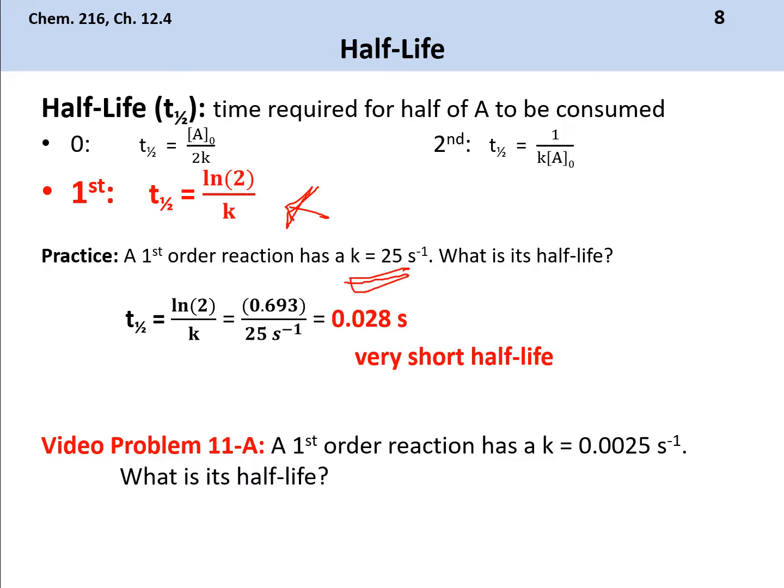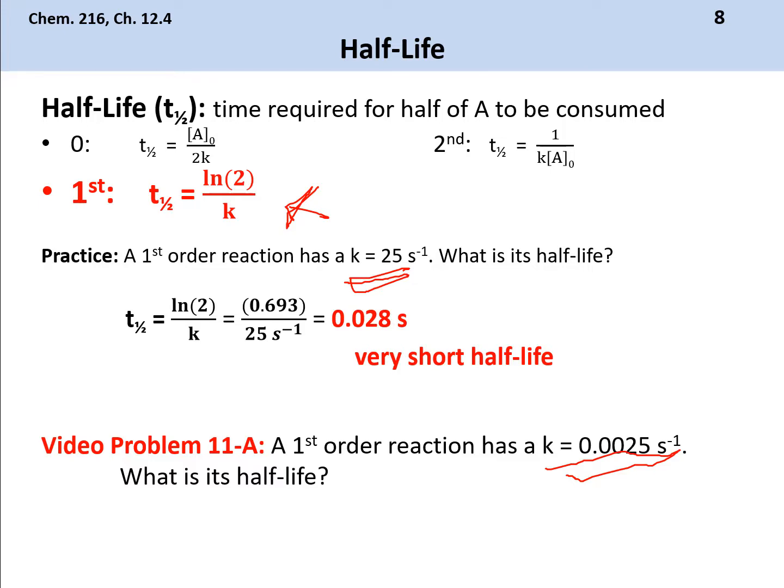Okay? All right, so that was for something with a K of 25 seconds to the minus 1. Why don't you go ahead and figure it out if, instead of that, my K is much smaller, 0.0025 seconds to the minus 1. Okay, so that's video problem 11A.